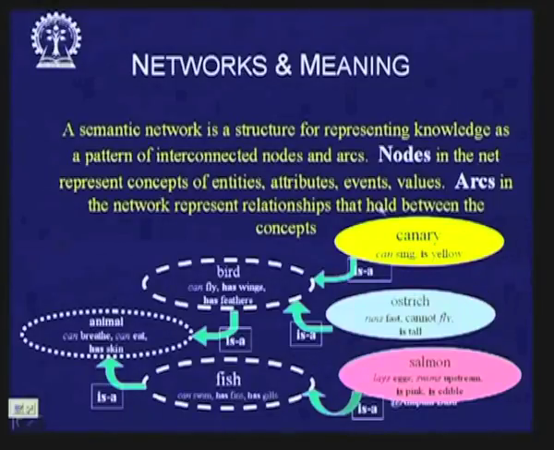Nodes in the semantic net represent concepts of entities, attributes, events, values, many things. Arcs in the network represent relationships that hold between concepts. So, arcs are denoting relationships. Till now we have shown only one type of relationship, that is IS-A. But probably this part requires a little bit of explanation. Nodes in the net represent concepts of entities, attributes, events, values, etc.